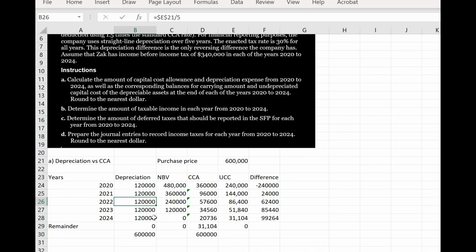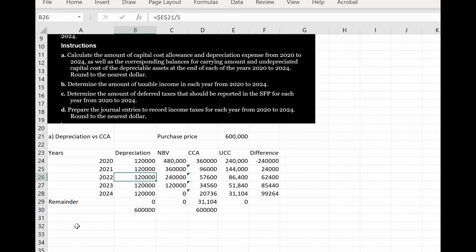So that completes A. We've made our schedule of depreciation versus CCA. Next, we're asked to determine the amount of taxable income in each year from 2020 to 2024. Now, we don't have taxable income. Right now, we only have income before income tax. So let's do that. B is taxable income rec.